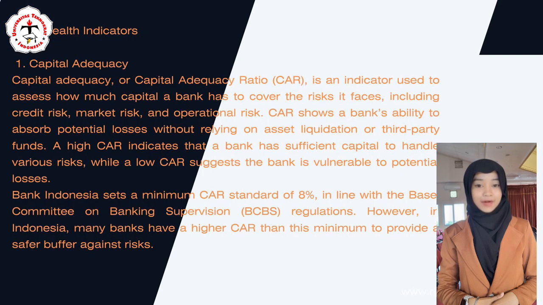Bank health indicators. 1. Capital adequacy. Capital adequacy, or capital adequacy ratio, CAR, is an indicator used to assess how much capital a bank has to cover the risks it faces, including credit risk, market risk, and operational risk. CAR shows a bank's ability to absorb potential losses without relying on asset liquidation or third-party funds. A high CAR indicates that a bank has sufficient capital to handle various risks, while a low CAR suggests the bank is vulnerable to potential losses.